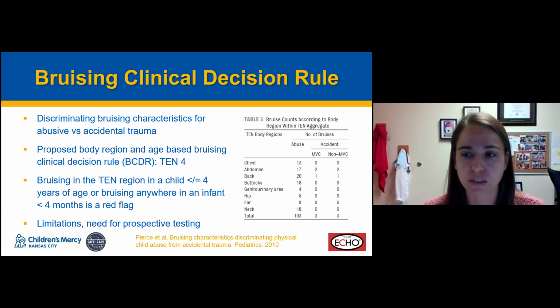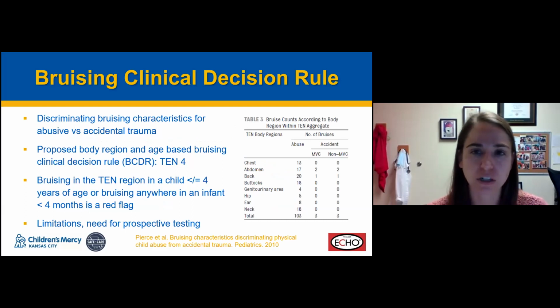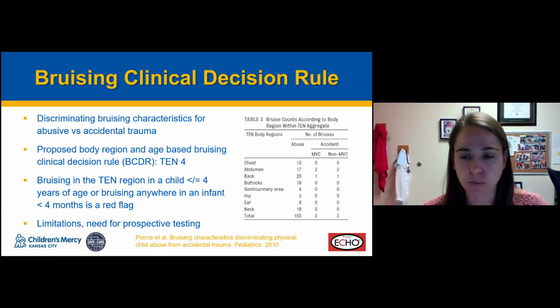The study authors designed a pilot study to identify bruising characteristics that could discriminate physical abuse from accidental trauma. This was a retrospective case control study, and they looked at kids aged 0 to 48 months that were admitted to a pediatric ICU for trauma. They divided those into groups, physical abuse and accidental trauma. There were 42 victims of physical abusive trauma, and then there were 53 control subjects who had sustained accidental trauma. I think about half of those were motor vehicle accidents and the other half were non-motor vehicle accidents.